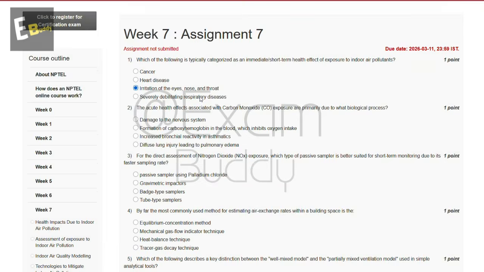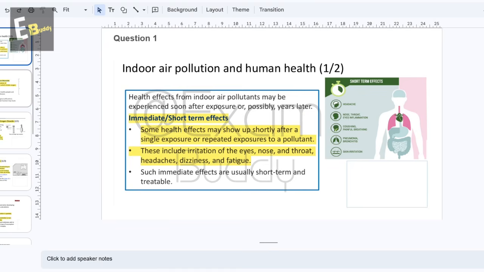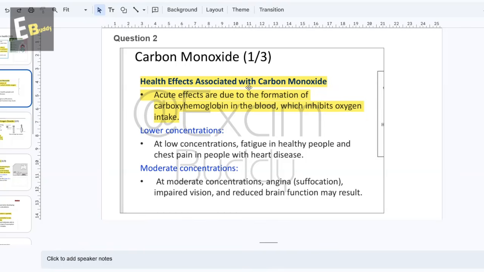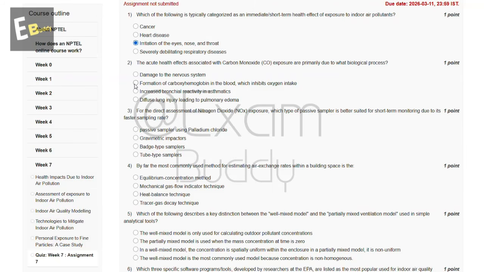And now let's go to our question number 2. The acute health effects associated with carbon monoxide (CO) exposure are primarily due to what biological process? So these are the options. And now let's check the explanation. So explanation says health effects associated with carbon monoxide. Acute effects are due to the formation of carboxyhemoglobin in the blood, which inhibits oxygen intake. So the answer of our second question is B. Formation of carboxyhemoglobin in the blood, which inhibits oxygen intake.